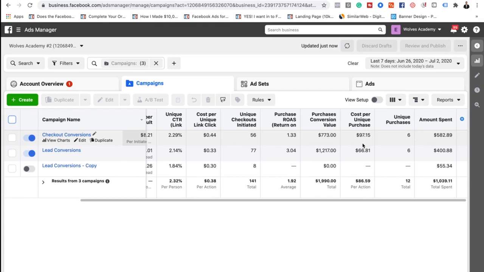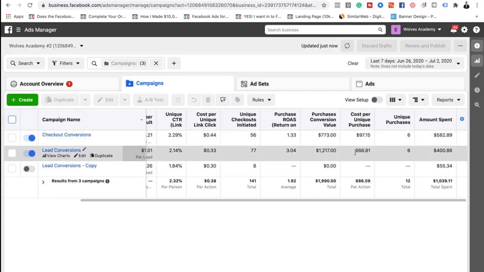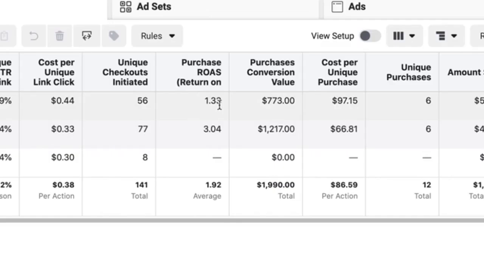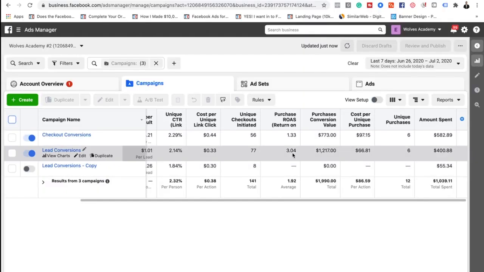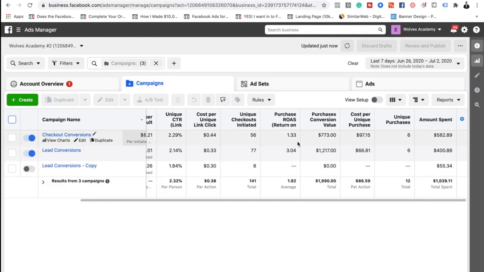Now, with that being said, because this is on course with my KPIs for a 2x return on ad spend, it's just a bonus that I'm getting a higher average order value. That's why it's at a 3x. And if you guys look here, my overall campaign is within my targeted KPIs. The balance between the lead conversions and the checkout conversions is almost a 2x return on ad spend. So that's literally what I'm looking for.